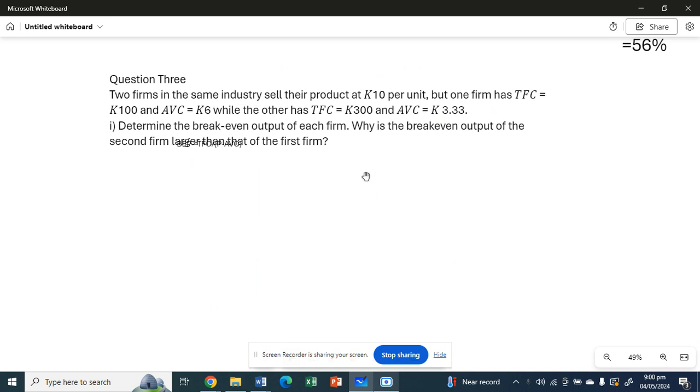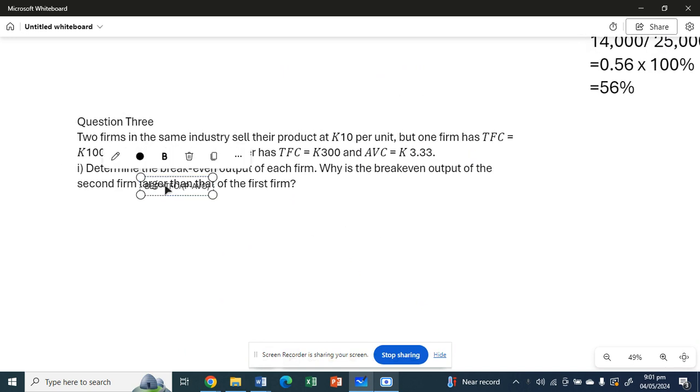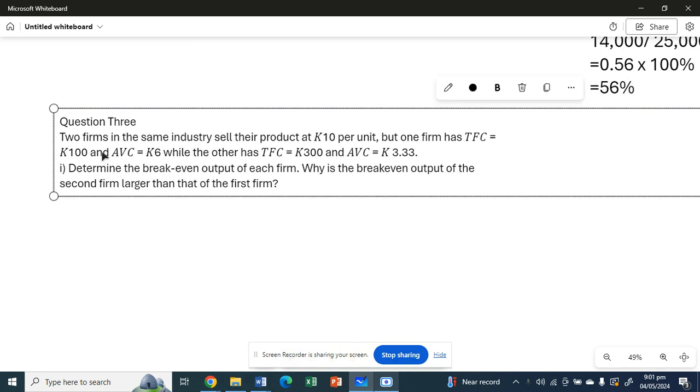Okay, question 3. Two firms in the same industry sell the product at 10 kwacha per unit, but one firm has a total fixed cost of 100 kwacha and an average variable cost of 6 kwacha, while the other firm has a total fixed cost of 300 kwacha and an average variable cost of 3.3 kwacha. Determine the break-even output of each firm. Why is the break-even output of the second firm larger than the first firm?